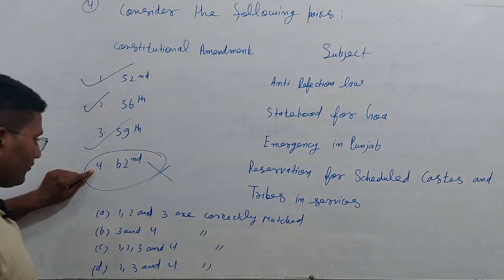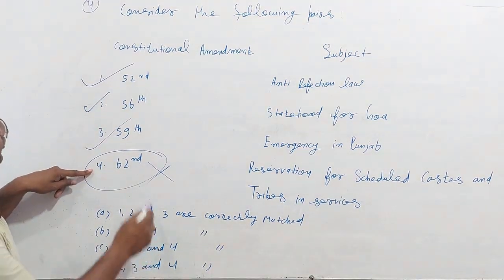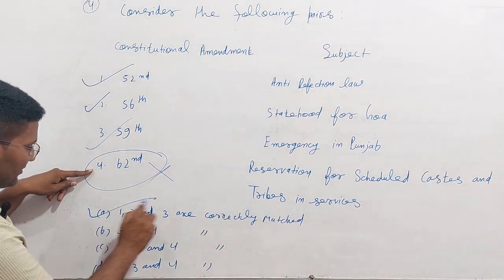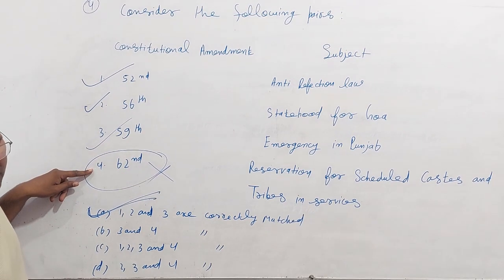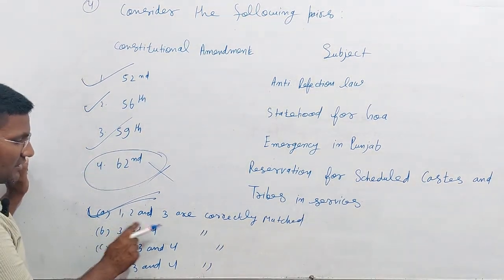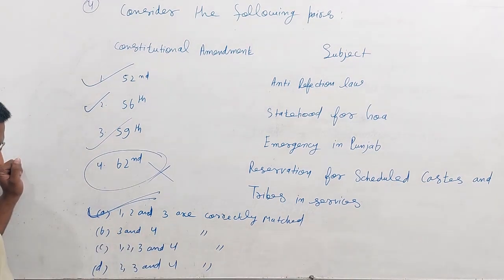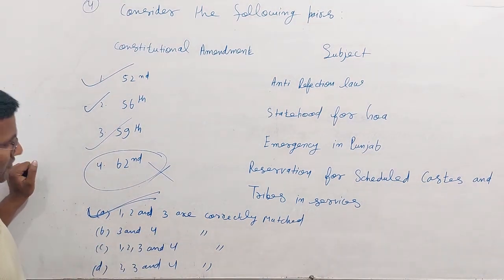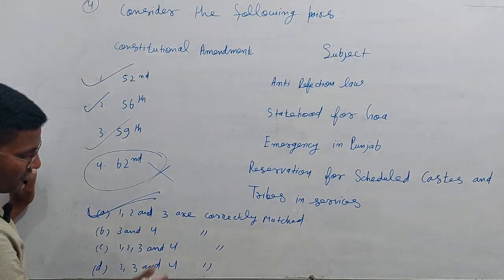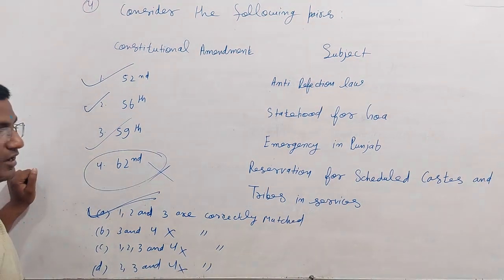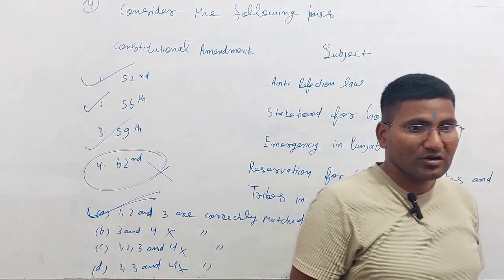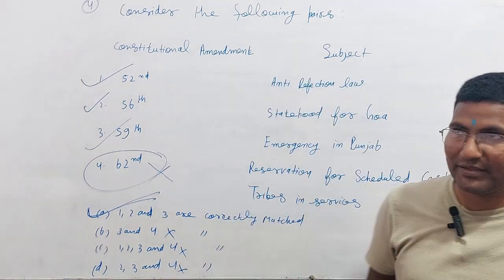And here the fourth is wrong. So first, second and third are correctly matched. The option number A is your right answer, you should know. The fourth option is wrong, and in these three options the fourth is given, so this is wrong. Are you getting or not? These types of questions came in a previous year. Now let us see question number 5.